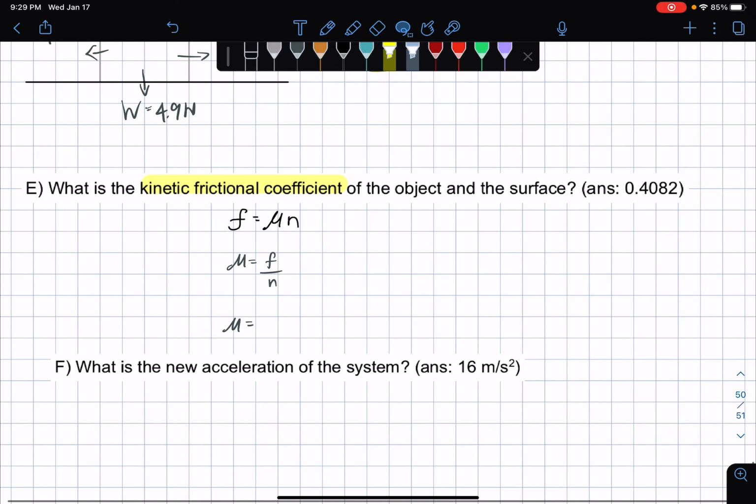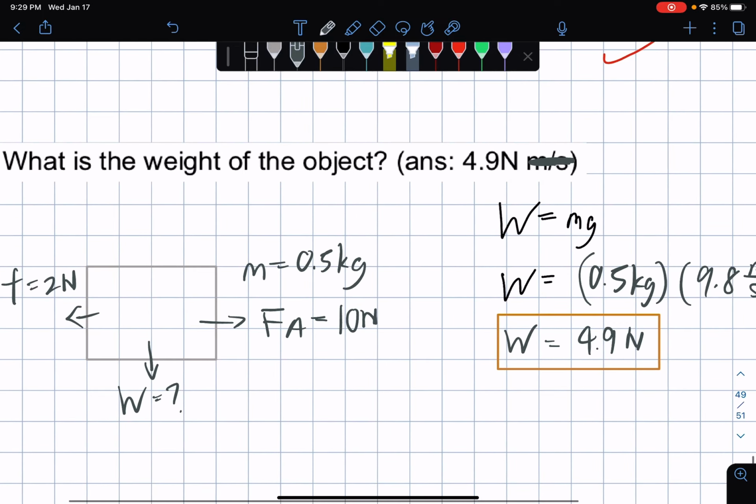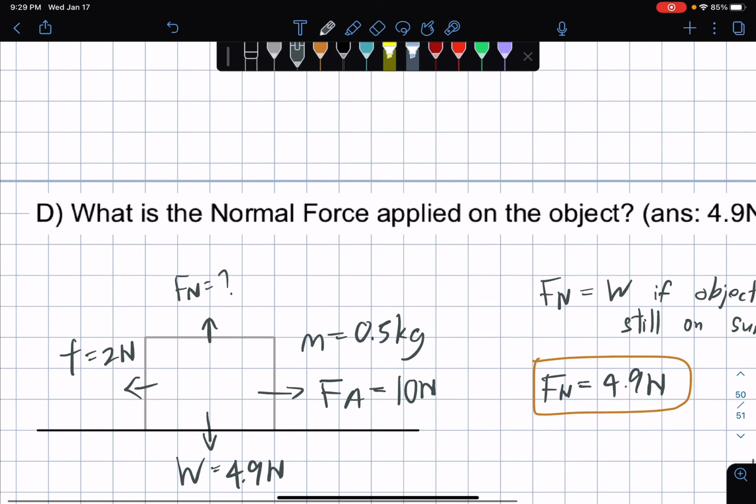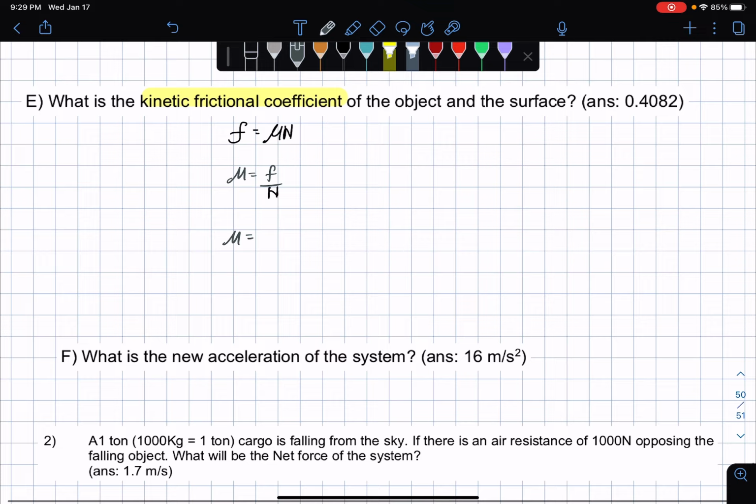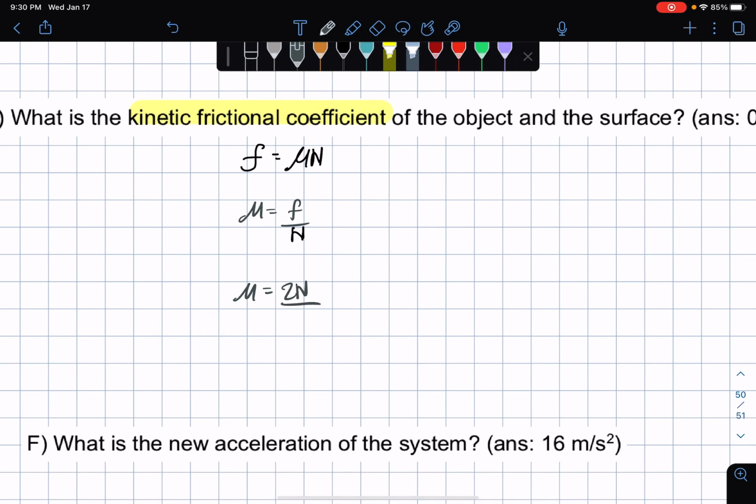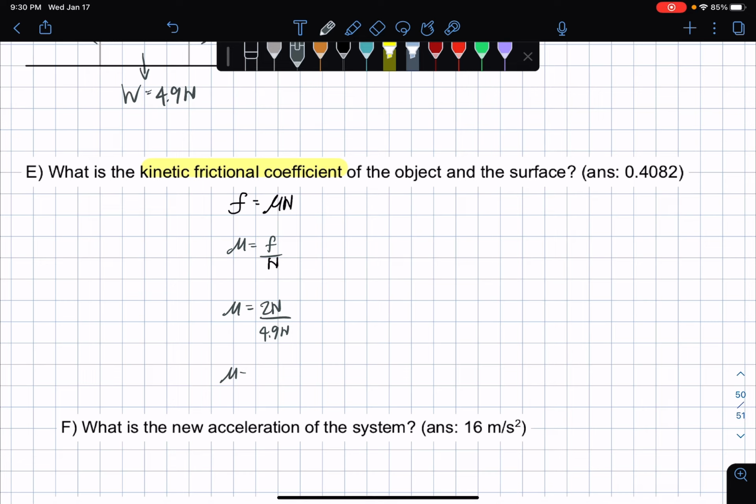So what is the friction? I suppose this is the frictional force and the other one is the normal force. Is it? Let's find out. Okay, so the frictional force is two newtons. How about the normal force? 4.9. I wonder what the answer is going to be. 2 divided by 4.9 is equal to 0.4082. Nice.